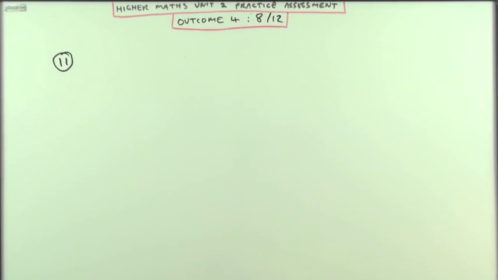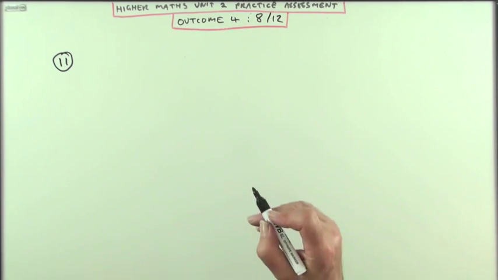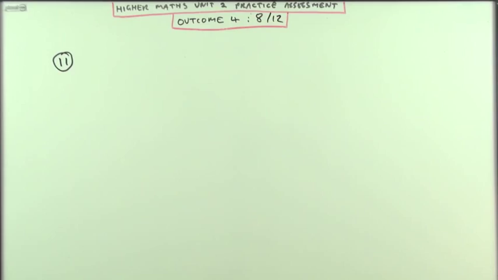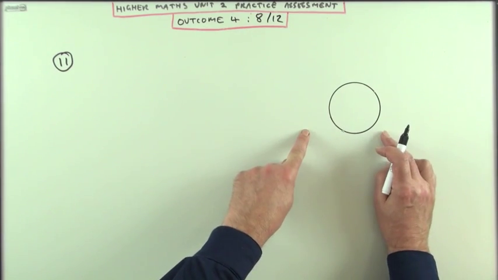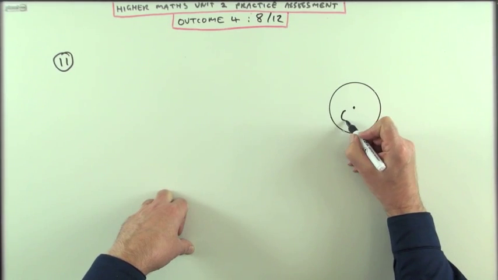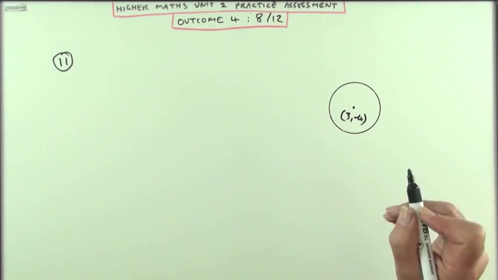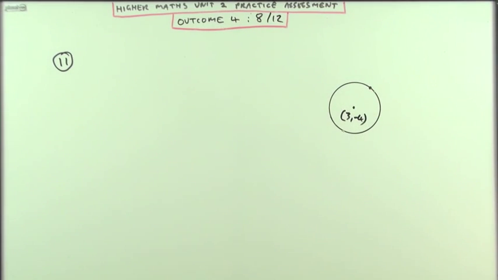Now for question 11, and that means there's 3 marks left. Question 11 is just worth 3 marks. You have to find the equation of a tangent to a circle. Now, you'll not be given the equation of the circle, you'll be given the centre of the circle. So let's just say this is at the centre 3, -4. And the point where it's going to be a tangent.